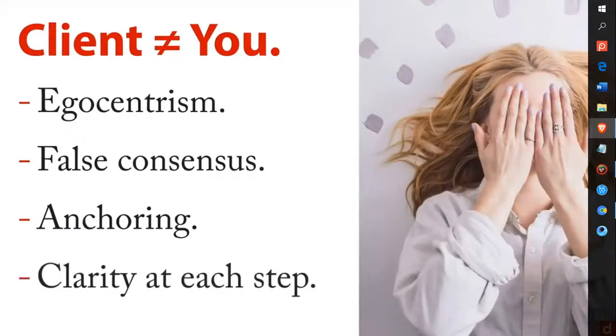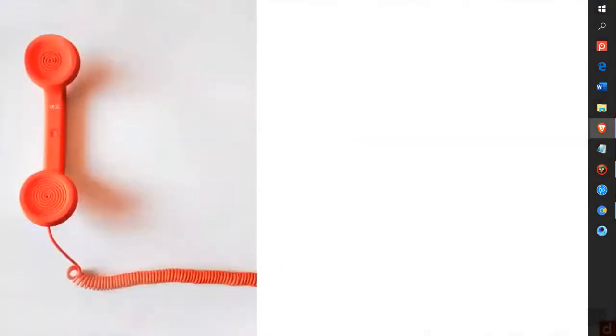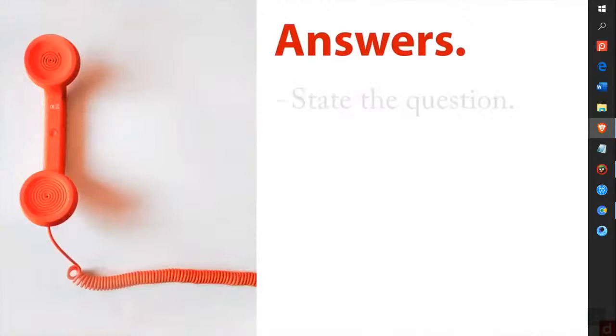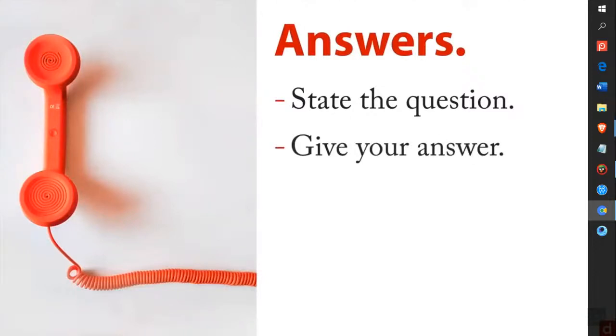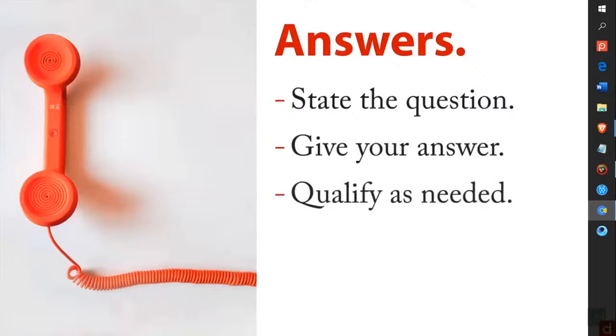But most importantly, in order to bridge the gap between the client and you, you need to have clarity and explain yourself at each step. You can also think about the answers. When you're explaining the project to the client, you might want to start with a very simple procedure. State the question that you're answering. Give your answer to that question. And if you need to, qualify as needed, and then go in order top to bottom.